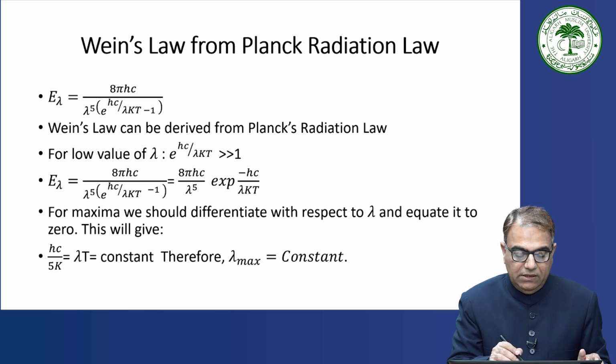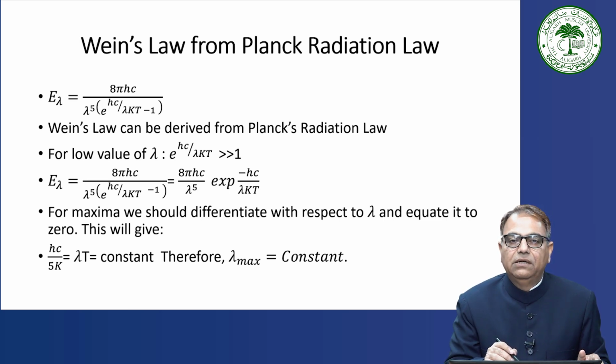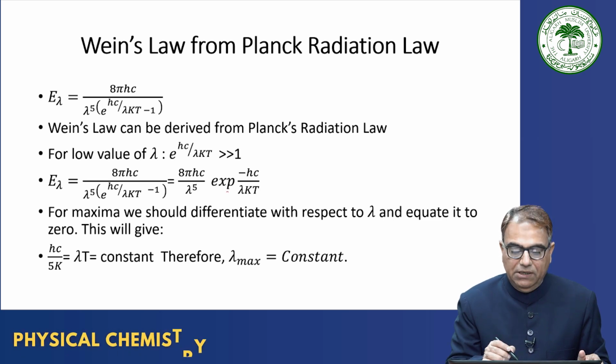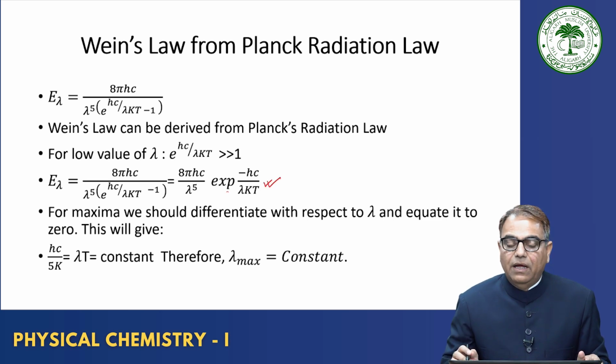At low wavelength, what will happen? Exponential hc divided by lambda kt will be very high as compared to 1. So you can do the approximations, and then this will be equal to 8 pi hc divided by lambda 5 exponential minus hc divided by lambda kt. Okay. So this you get. And for maxima, you need to differentiate this equation with respect to lambda and equate it to 0.